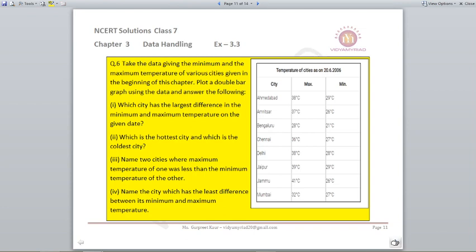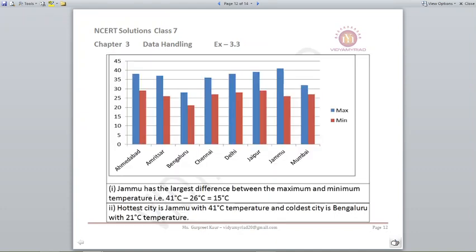Okay, next, the second part is, which is the hottest city and which is the coldest city? Here from the table itself you can say which will be the hottest. The maximum temperature, Jammu has 41 degrees Celsius, which is the maximum. Which will be the coldest city? The minimum temperature, if you look at the temperature of 21 degrees, that is Bengaluru, that has the minimum or the coldest temperature.